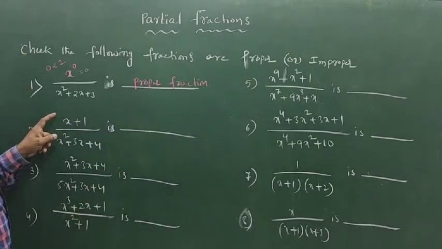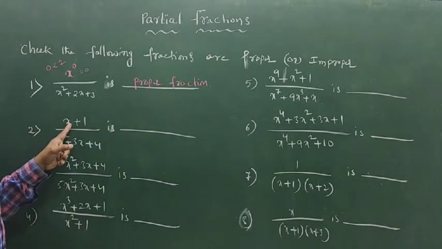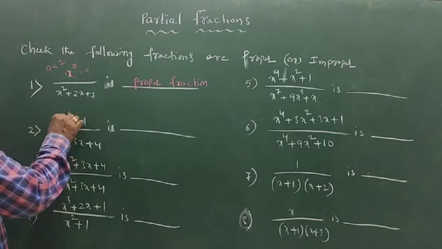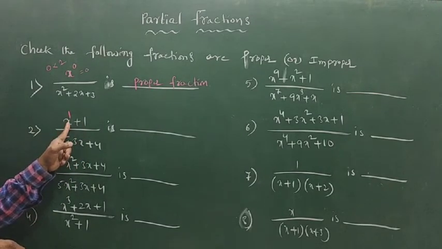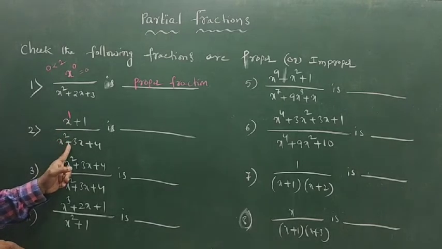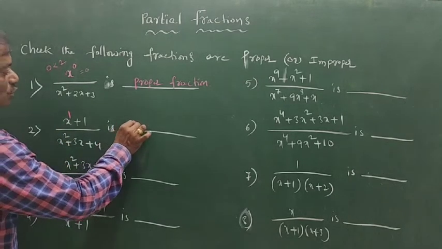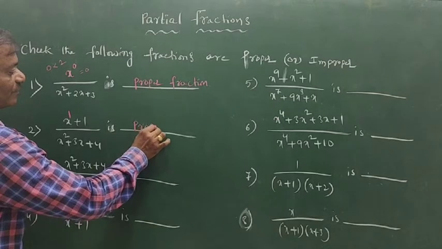And coming to this one, what is the numerator degree? The numerator degree is 1 and the denominator degree is 2. Therefore the degree of f of x is less than the degree of g of x. So this is also a proper fraction.